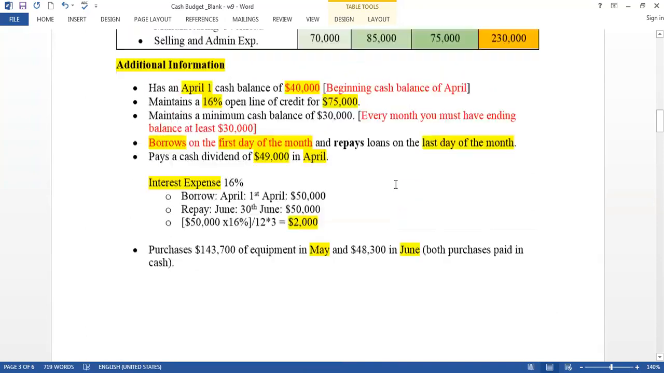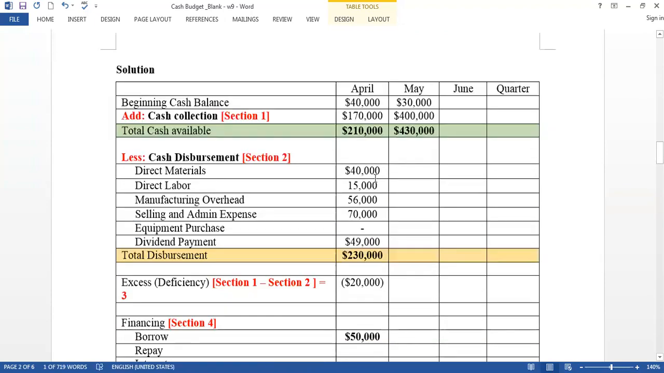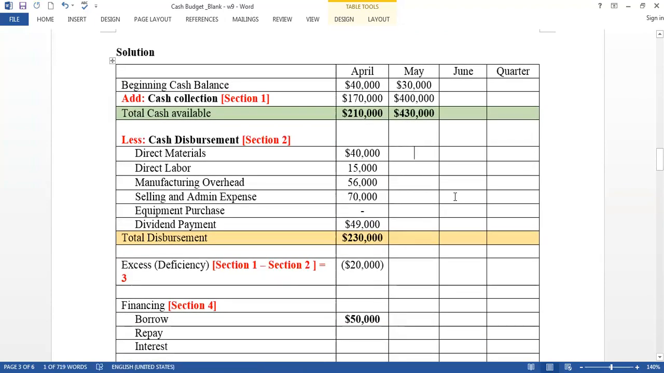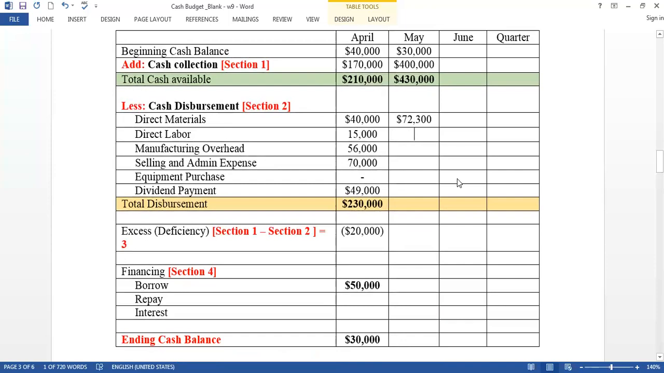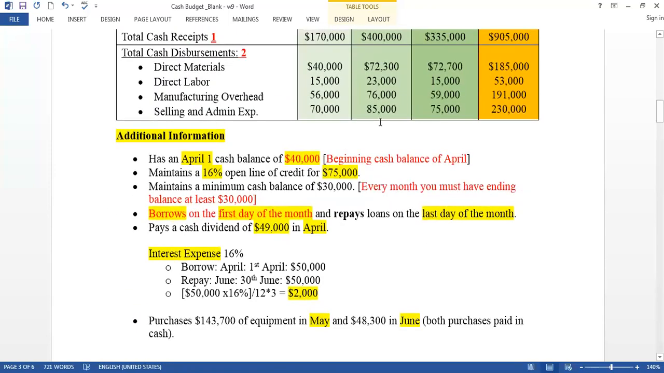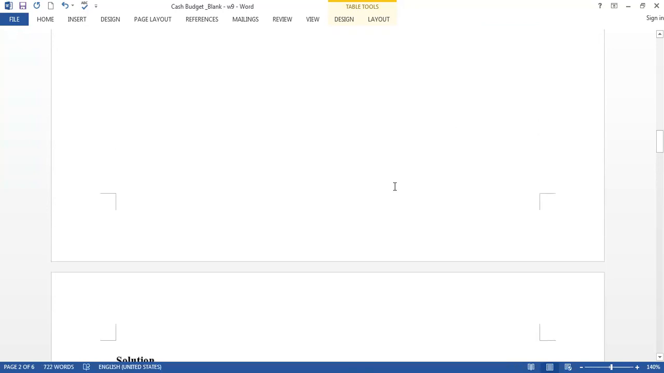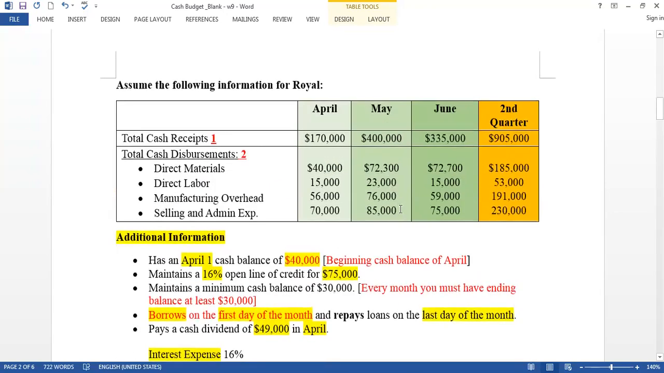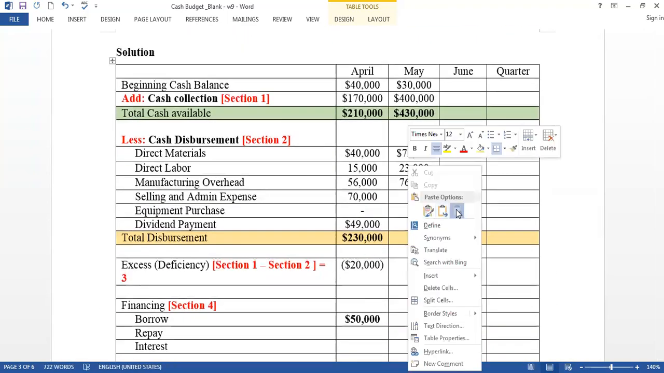Now what is our payment? Our first payment is for direct material, $72,300. Second payment is for direct labor, $23,000. What about the third payment? $76,000 for manufacturing overhead. Then what is the fourth payment? $85,000 for selling and admin.